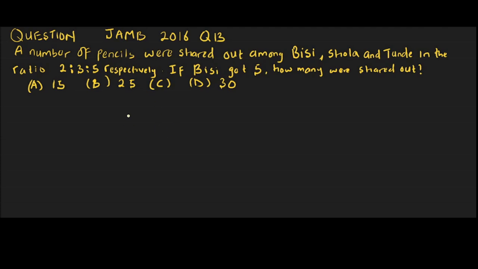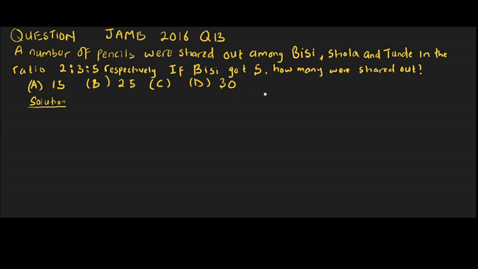Hello everyone, we have a question here and this is a question from JAMB 2026, question 13. A number of pencils were shared out among BC, Shola and Tunde in the ratio 2:3:5 respectively. If BC gets 5, how many were shared out? Here are the options. Solution.